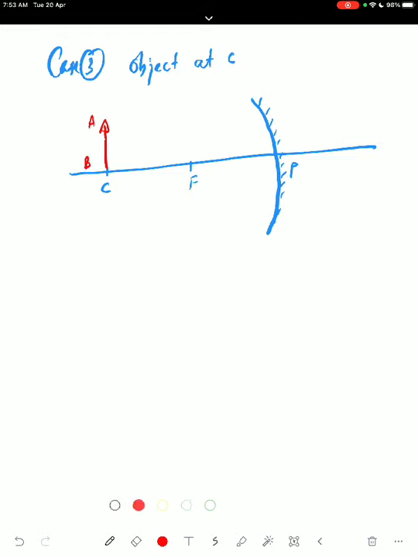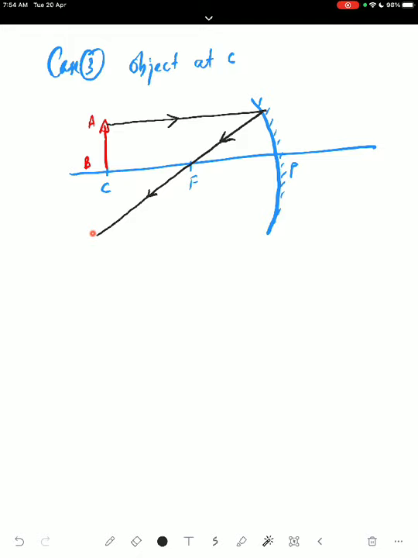We consider the rays. First ray is parallel to the principal axis. After reflection it passes through the focus. See the arrow mark. So the first ray is this. In all the image formation we use this ray: the ray parallel to the principal axis from the object, which after reflection passes through the focus. In all the cases we consider this ray.